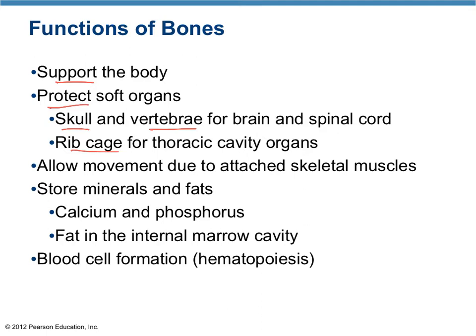Your skeleton also is able to store minerals and fats. Minerals that it stores that are sort of the most important are calcium and phosphorus. And then fat is found in the marrow of the bone. So if you've ever had bone marrow at a meal when you eat a piece of meat that has the bone in it, bone marrow is in fact edible. It's just fat that's stored there. And then bones are also the site of hematopoiesis, which is blood cell formation. So your blood cells are formed in some of the red marrow found in your bones.